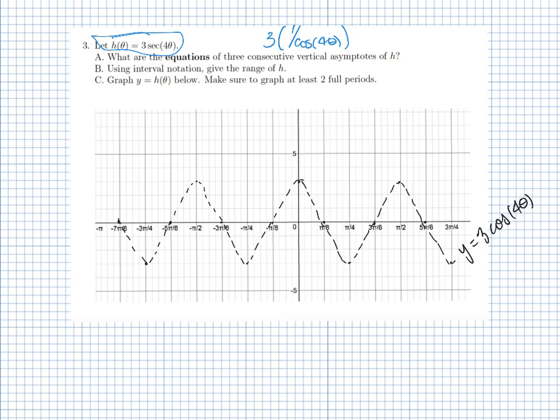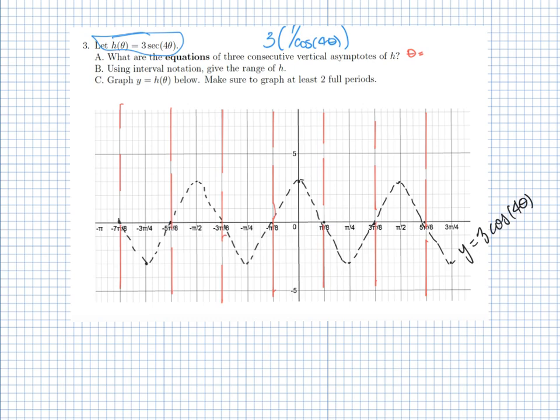The first question asks to find the equations of 3 consecutive vertical asymptotes. These are going to occur everywhere that the cosine function intersects the x-axis. So I'm going to sketch some of these in so that we can see them. Now you can see that I've sketched in, so these red vertical lines are the asymptotes. I'm asked to find the equations of 3 consecutive ones.